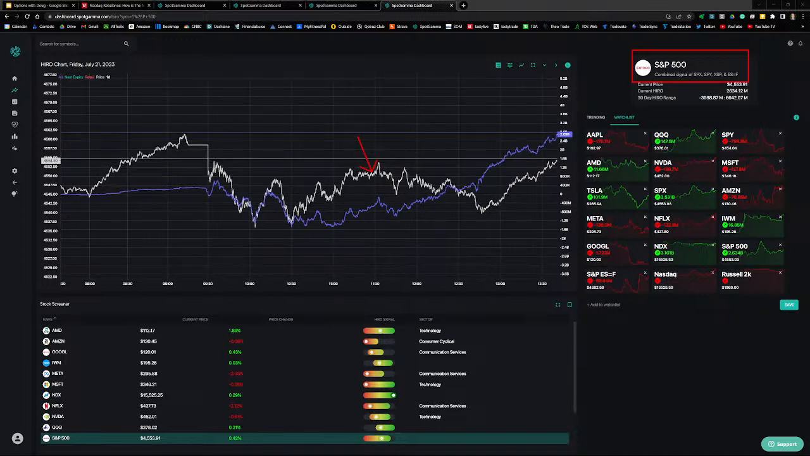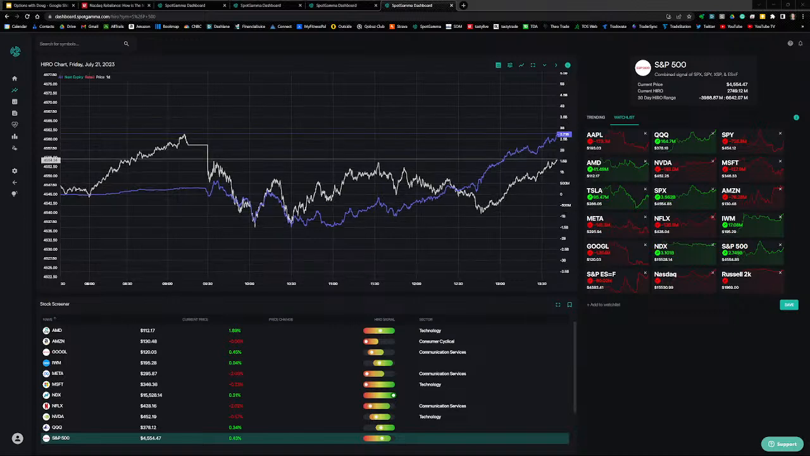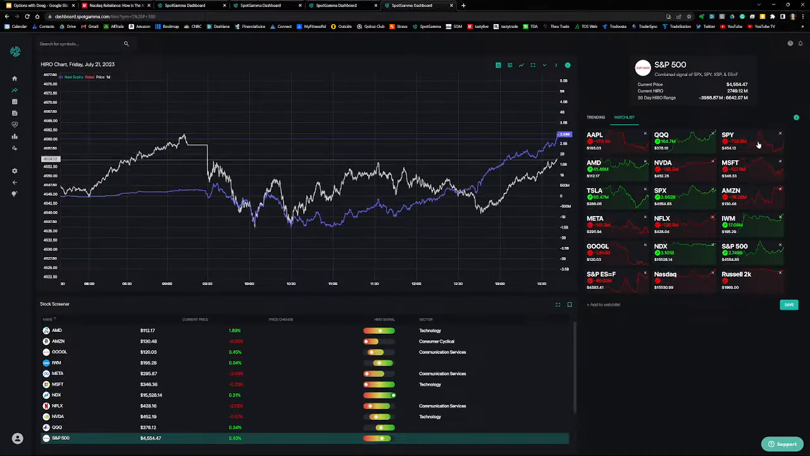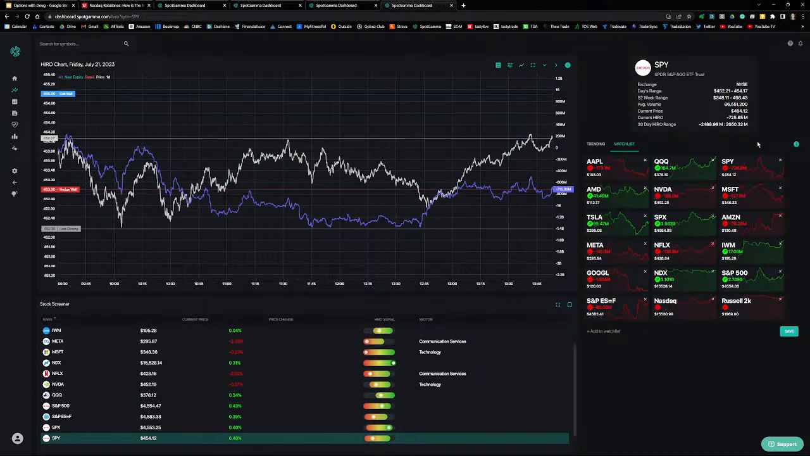Before I zoom in on this chart, I want to take a look at the individual components, and we'll do that for Nasdaq as well. There's something very interesting going on in the index products. So first of all, here's SPY, and notice the downtrend in the Hero signal for SPY up until about 12:45.